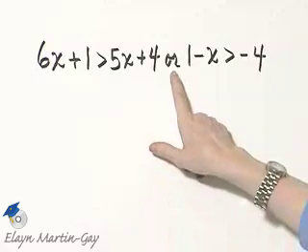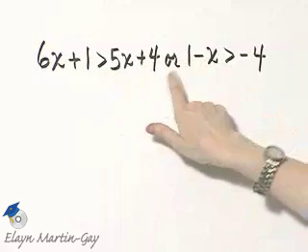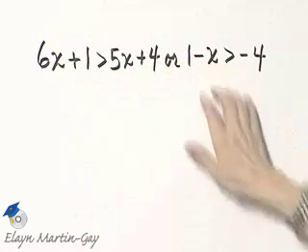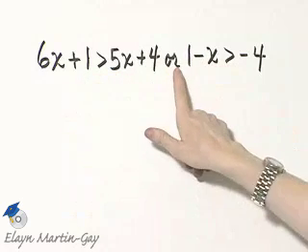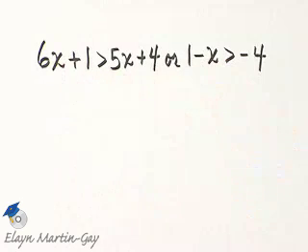Notice this is a compound inequality. It's two inequalities put together with the word or. So let's solve each inequality separately. And then we'll find or, which means the union. Let's solve the first inequality.